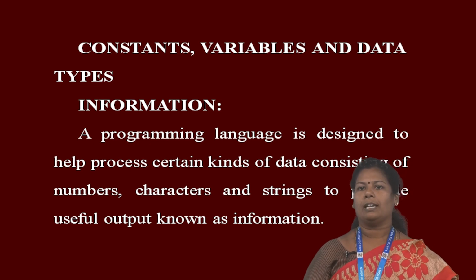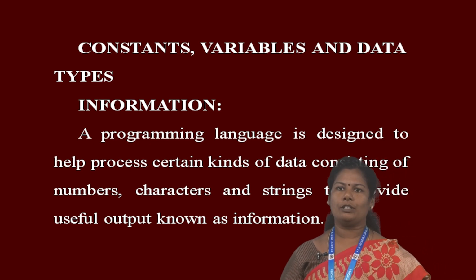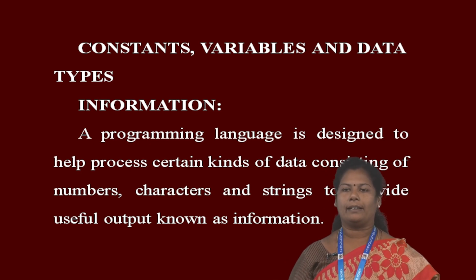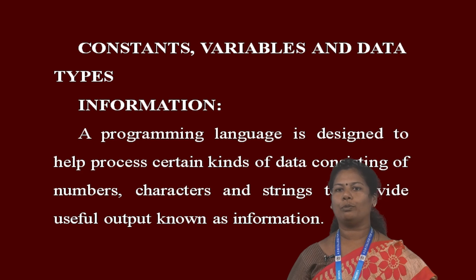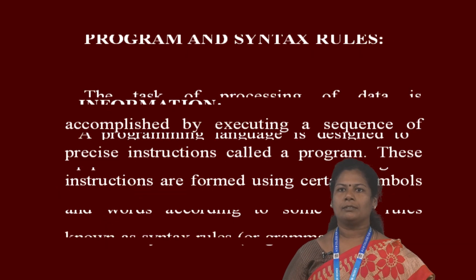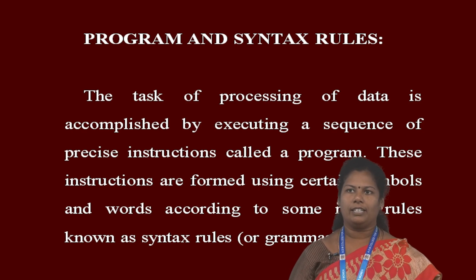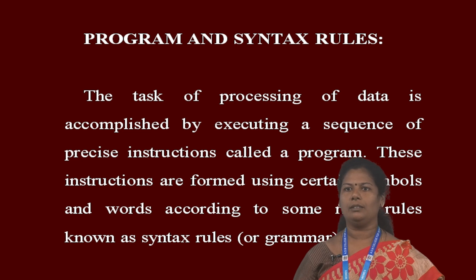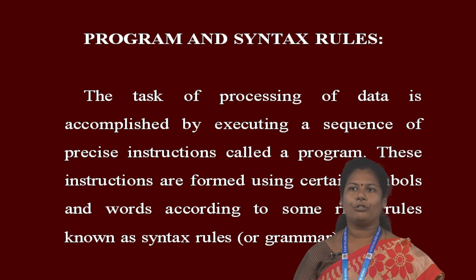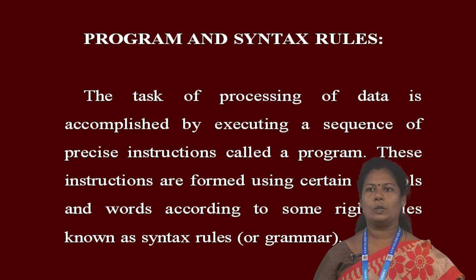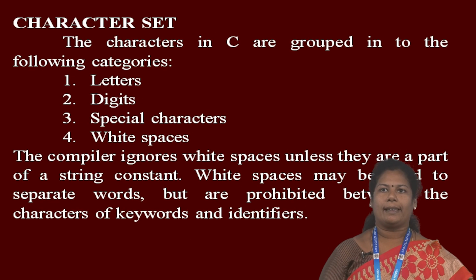What is information? A programming language is designed to help process certain kinds of data consisting of numbers, characters, strings to provide useful output known as information. Program and syntax rules. The task of processing of data is accomplished by executing a sequence of precise instructions called a program. These instructions are formed using certain symbols and words according to some rigid rules known as syntax rules or grammar.